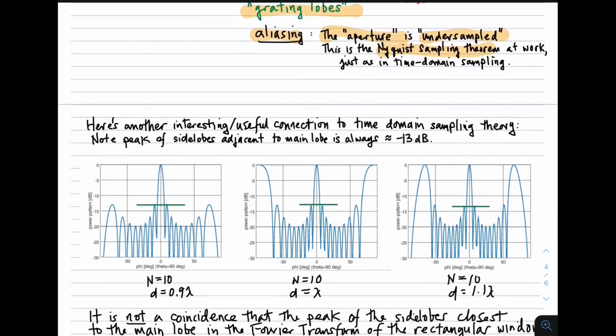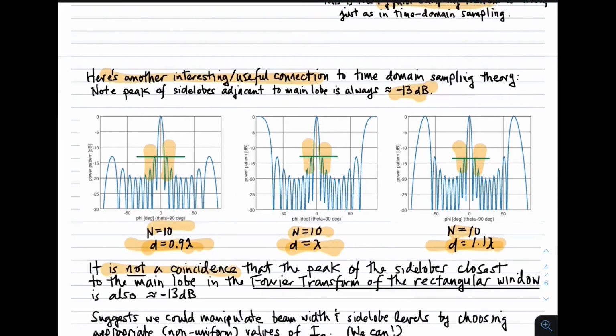By the way, this connection with time domain sampling theory extends in other directions. For example, here's another interesting and useful connection. Note that in all three of these cases, n equals 10 with 0.9 wavelengths, 1 wavelength, and 1.1 wavelengths, in each case, the closest in side lobes were always 13 dB down. That was true regardless of the spacing. Now you may recall from an earlier course in signal processing that the side lobes of a rectangular window are minus 13 dB. And that's not a coincidence. It's not a coincidence that the peak of the side lobes closest to the main lobe are minus 13 dB.